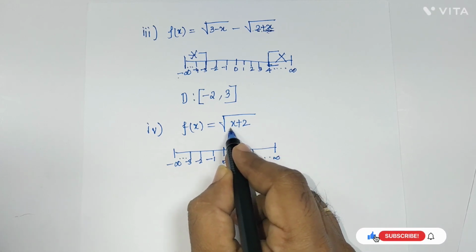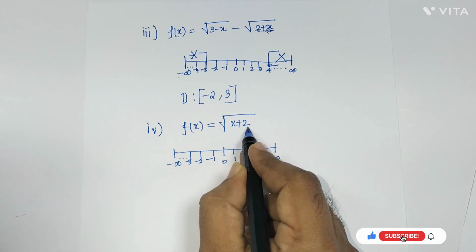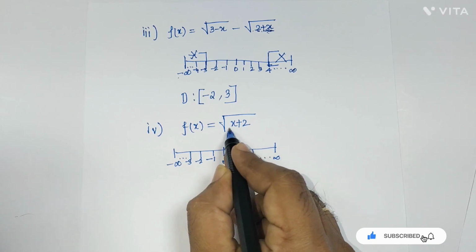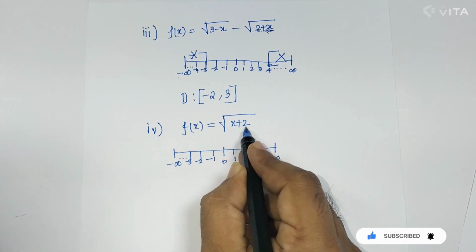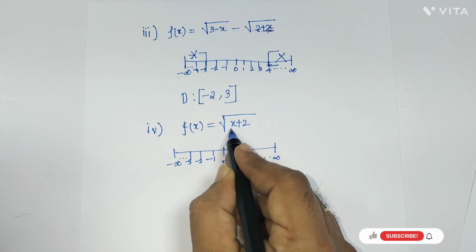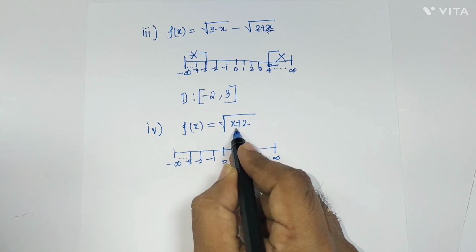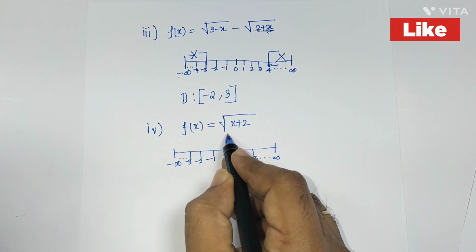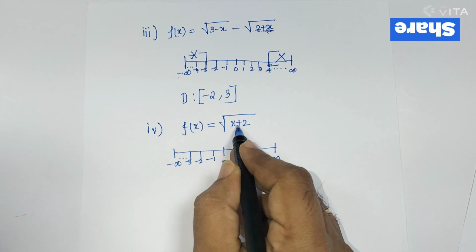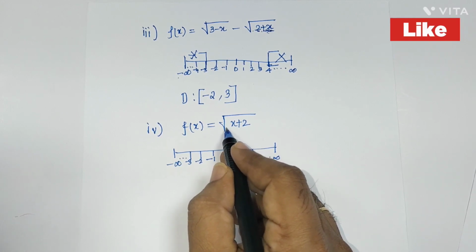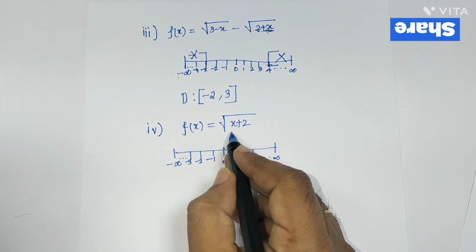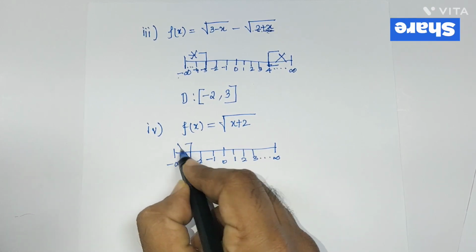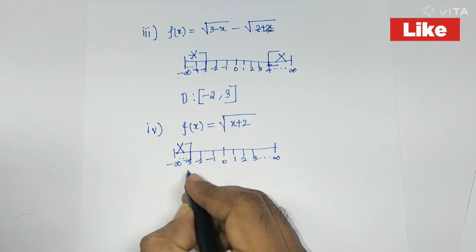Minus 1 plus 2, you will get plus 1. Minus 2 plus 2, you will get 0. That's also one output. When I substitute minus 3, you will get minus 3 plus 2, which is minus 1, an imaginary part. When I substitute anything beyond minus 2, like minus 3, minus 4, minus 5, minus 6, minus 7, definitely you will get a negative term under the root. Negative converts to imaginary. Here we are not dealing with imaginary terms, so we have to omit them. So from minus 3 to minus infinity is not at all possible.